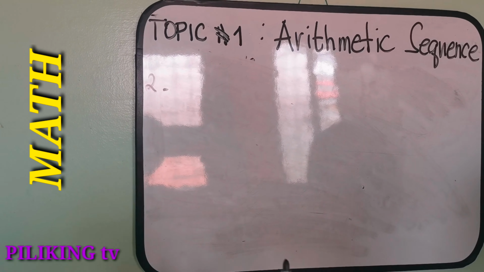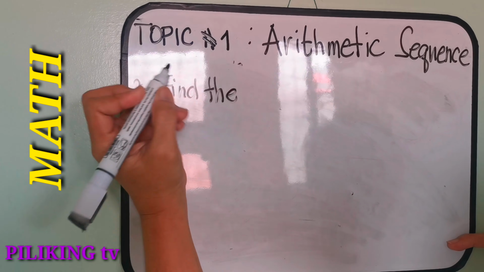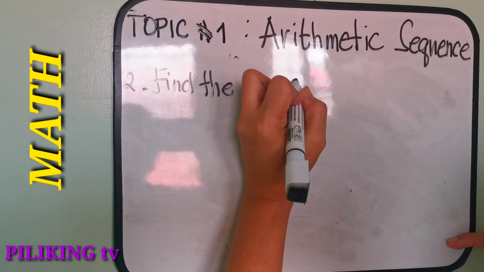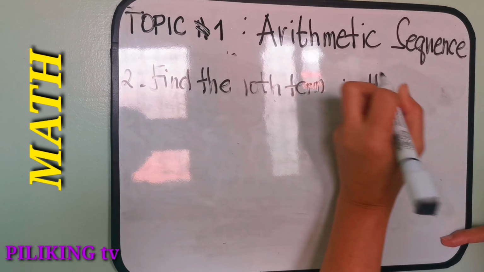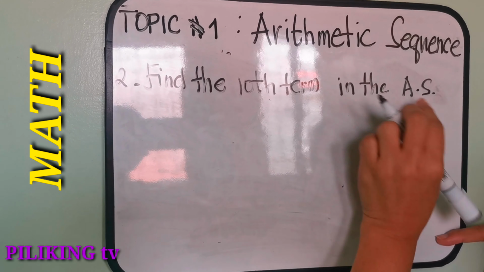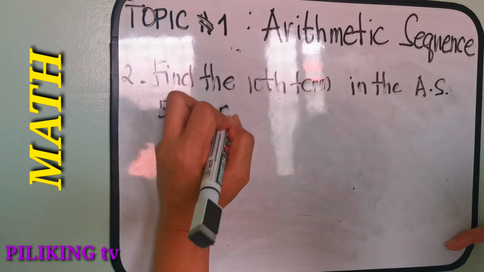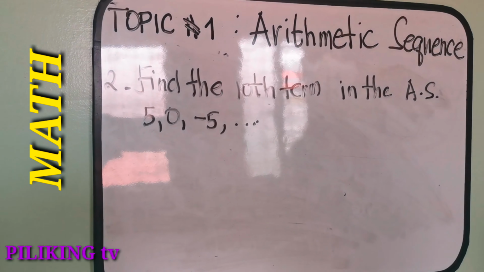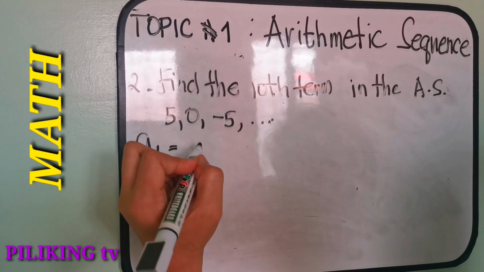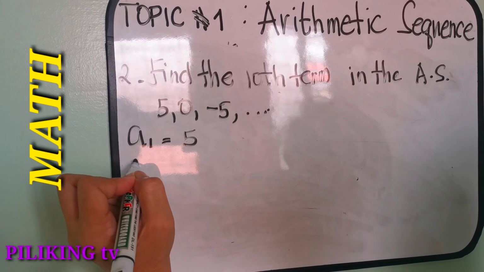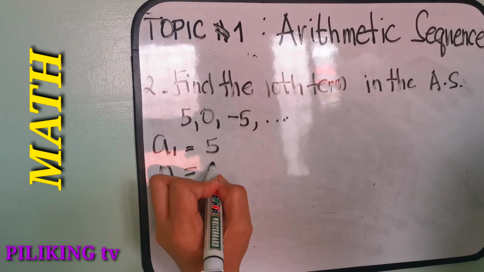Let's have example number 2. Find the 10th term in the arithmetic sequence. I just abbreviate: 5, 0, negative 5, and so on. So let us identify first: what is our first term, or A sub 1? That is 5. So how many terms do we have? Since we are looking for the 10th term, we have 10 as the number of terms.